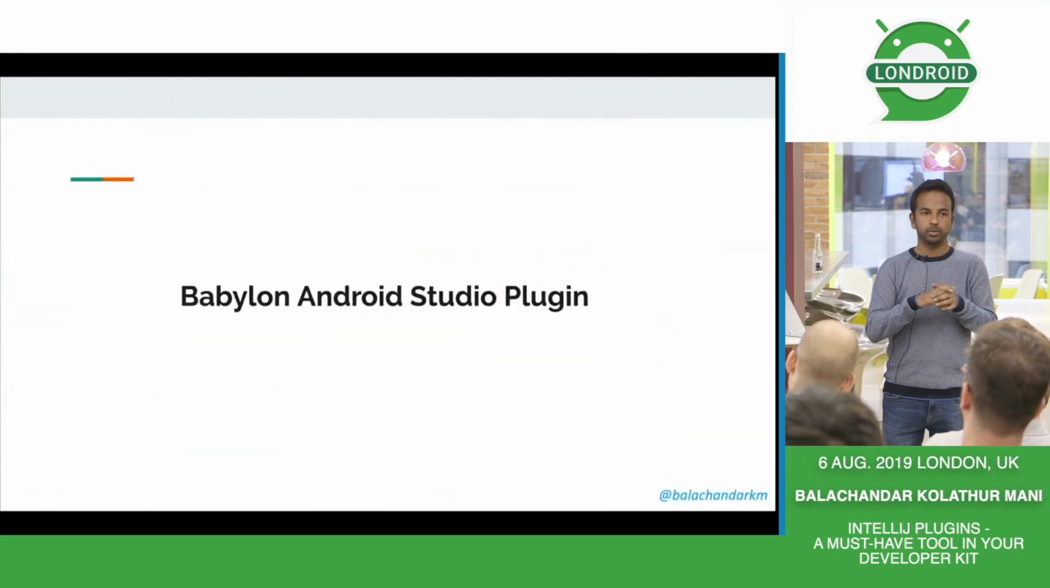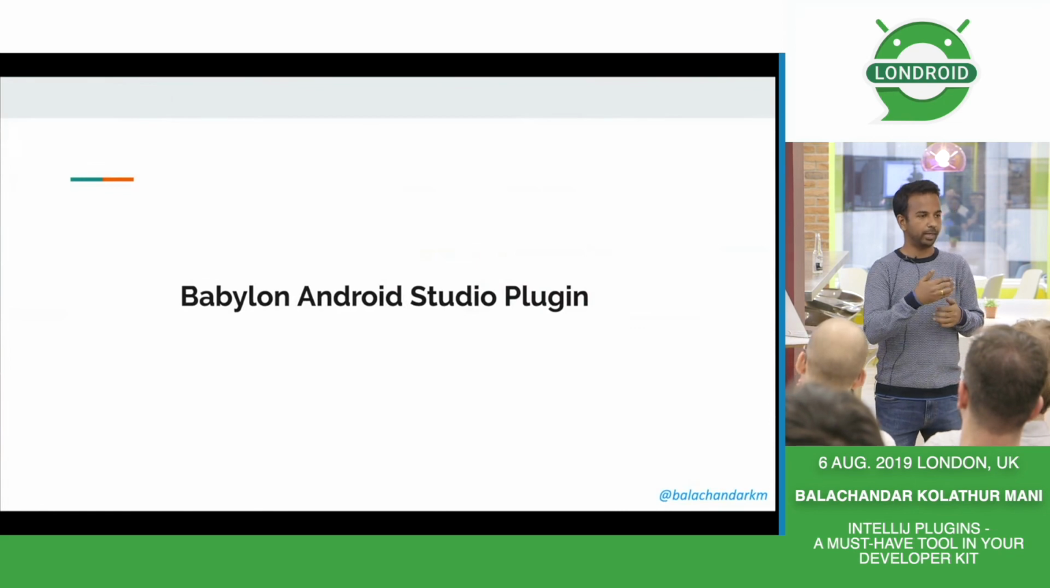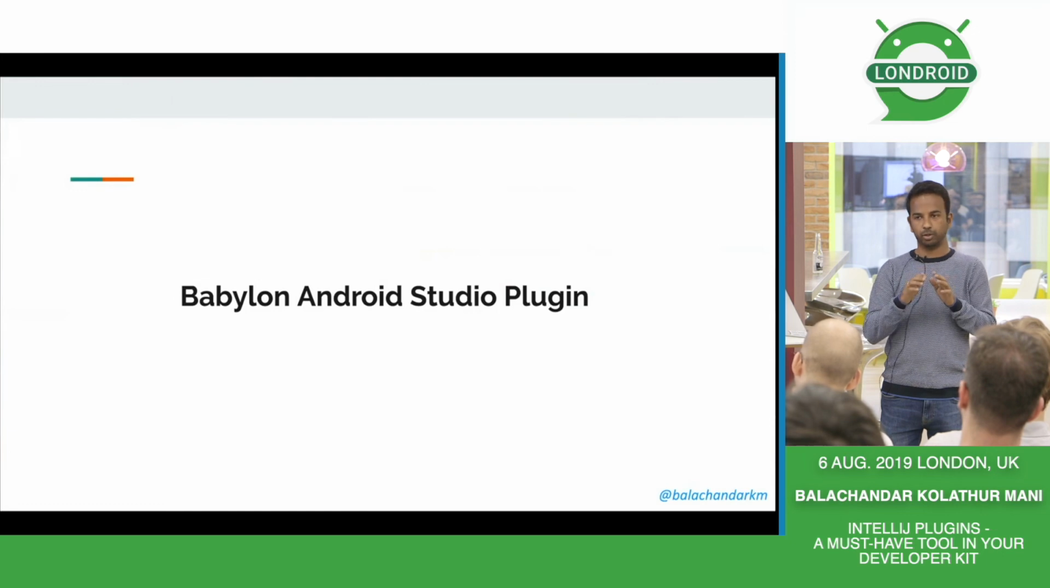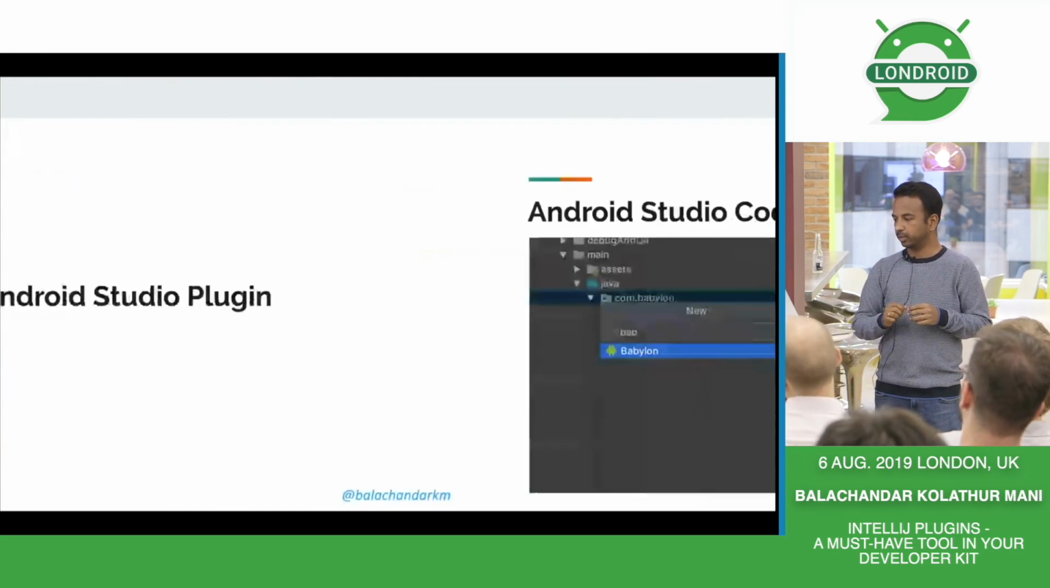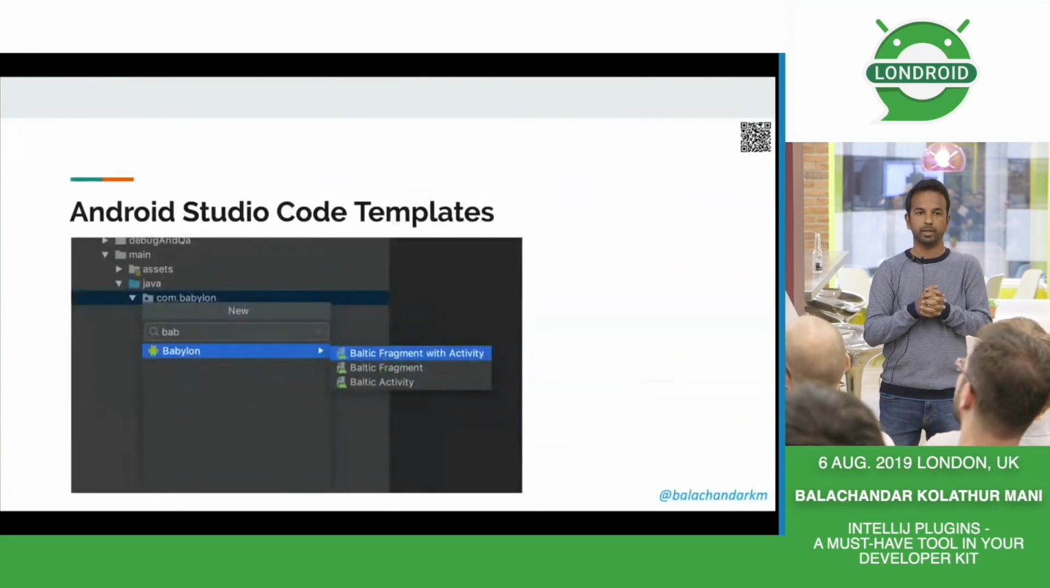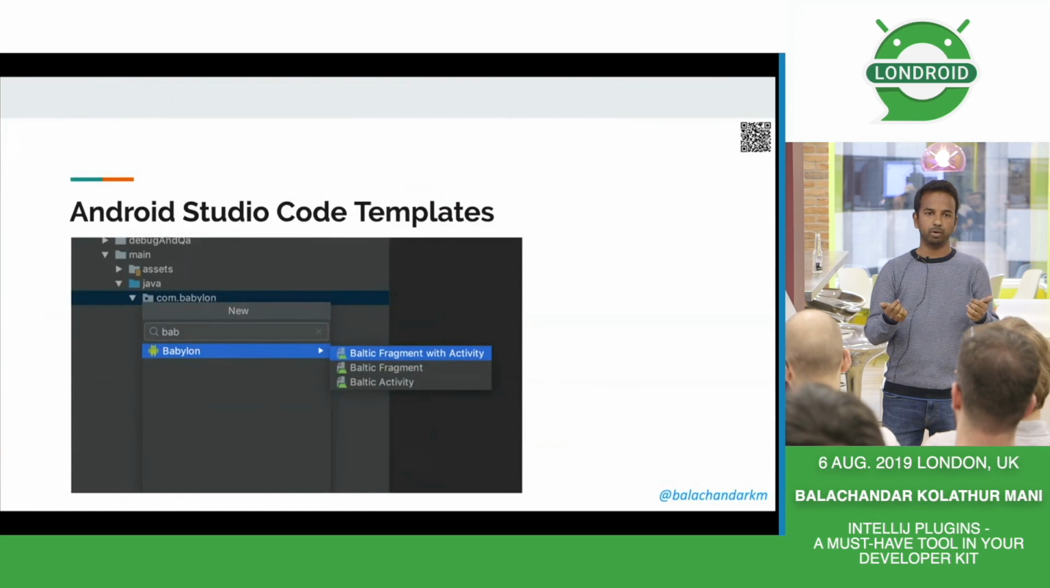Okay. So we learned 5 building blocks for developing a plugin. Now I'm going to show some use cases of how we applied these at Babylon Health to develop some integrations. I'm going to show 3 integrations that we did at Babylon Health. The first integration is for the Android code templates. So how many of you developed your own code templates? Yeah, so you might know the pain.